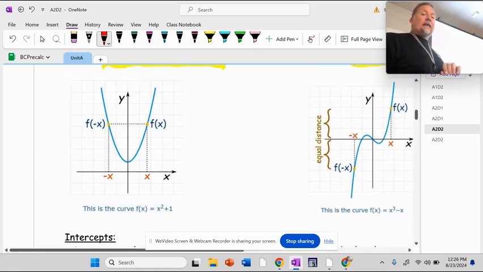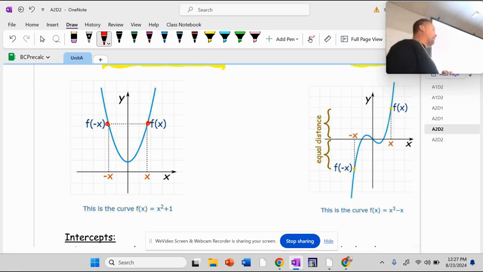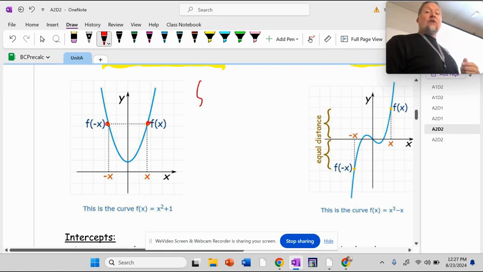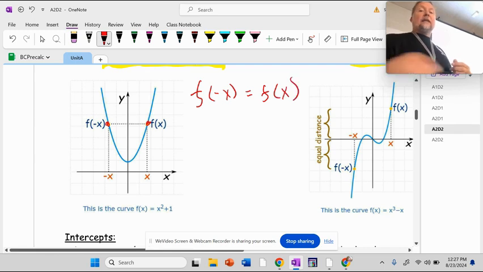If I plug in x, I get a y. If I plug in the opposite of x, I get the same y. That's what negative x, f of negative x, they're in the same position as f of x. That's the same y coordinate. So that is what's called the algebraic representation of even.